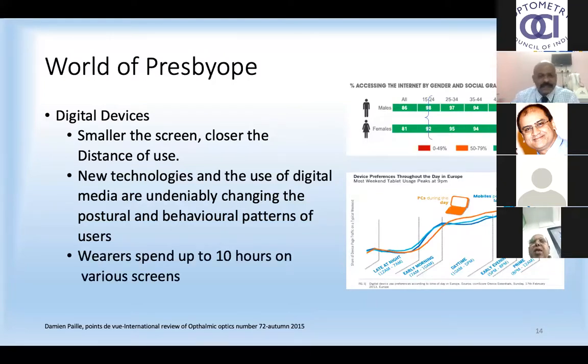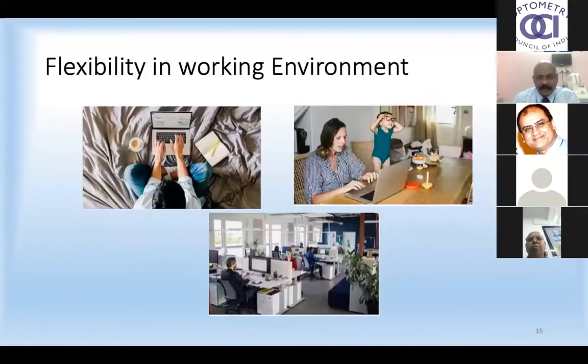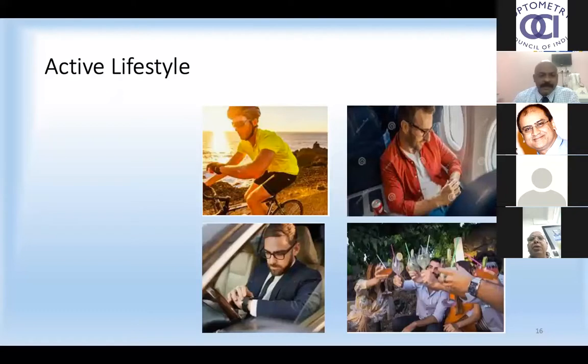The study also says users spend up to 10 hours on various kinds of screens, and presbyopes also do a lot of multitasking. The next thing to understand about the world of a presbyope is the flexibility of their working environment. Especially with work from home, you see different types of gadgets, postural dynamics, illumination, and setups. So it changes the entire thing; it is not fixed. There are quite a few challenges for a presbyope. And most of them lead a good, active lifestyle. Most of them travel, some of them party, some are very active in sports. They go to the gym, they cycle. They have a very, very active lifestyle.